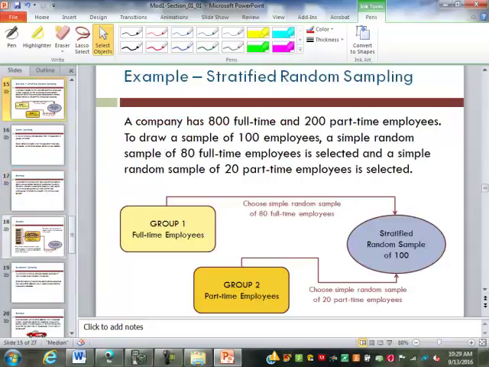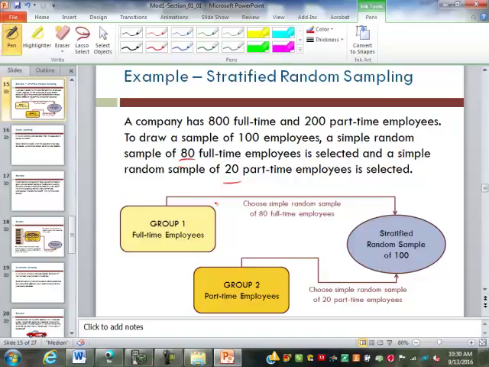An example here: a company has 800 full-time employees and 200 part-time employees. If you're going to sample them about a preference, maybe changing a contract, you don't want, especially since there are 800 full-time and only 200 part-time, to take a sample of 100 employees where there's a good chance that all of them end up being full-time. You want to make sure the part-time employees are represented. So you do 80 from the full-time and 20 from the part-time. That way you get the exact same ratio of full to part-time in your sample as in the population.